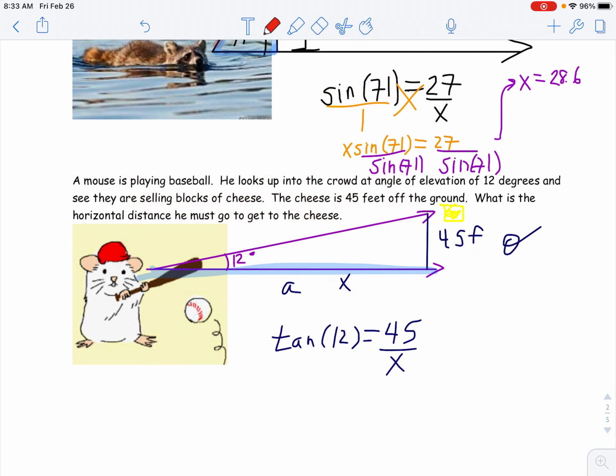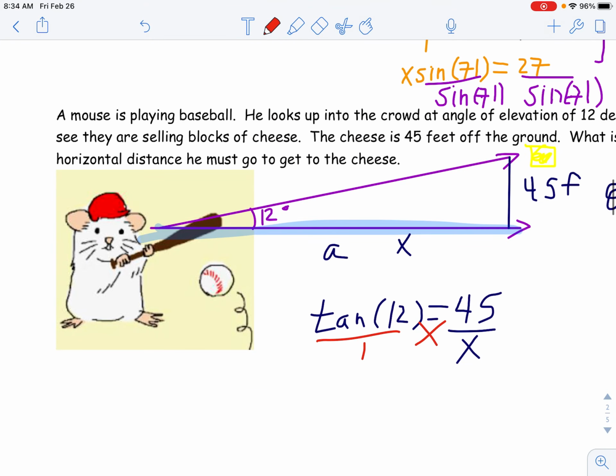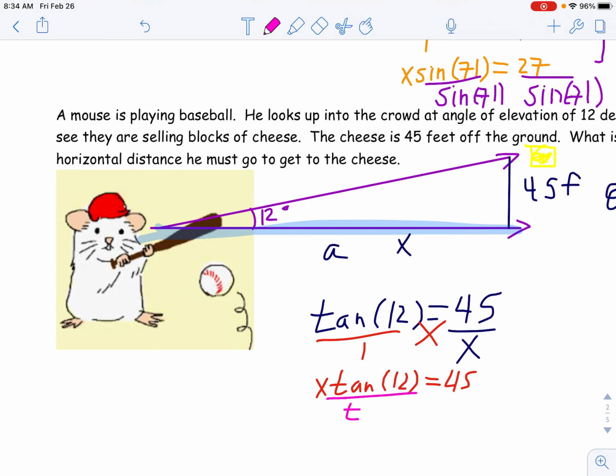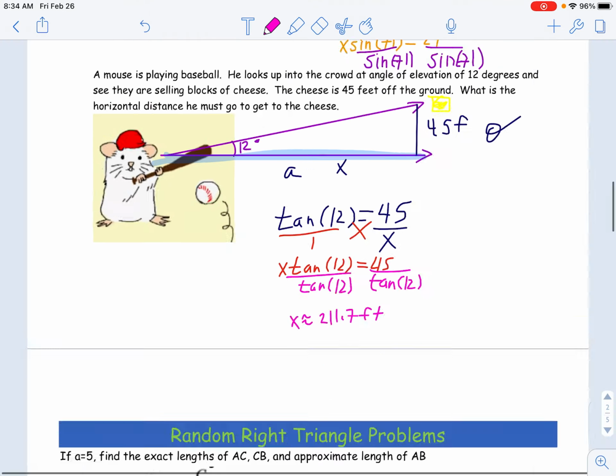So we just saw a case where all the variables were in the denominator. That's okay. I think it's slightly more tricky, but it's not too bad. It's just really cross multiplying, and then you have to end up just dividing by the trig function at the end. So it's almost just like one more step. So x is about 45 divided by tangent of 12, 211.7 feet. Ooh, so this cheese is far away.